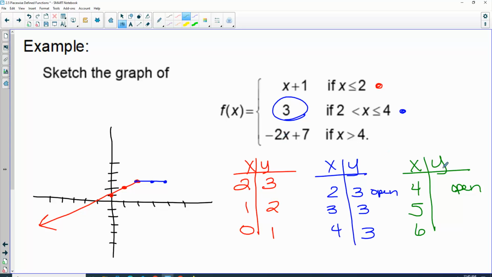So 2 times negative 2 times 4 is negative 8, plus 7 is negative 1. 5 times negative 2 is negative 10, plus 7 is negative 3. 6 times negative 2 is negative 12, plus 7 is negative 5. So 4, negative 1; 5, negative 3; 6, negative 5.